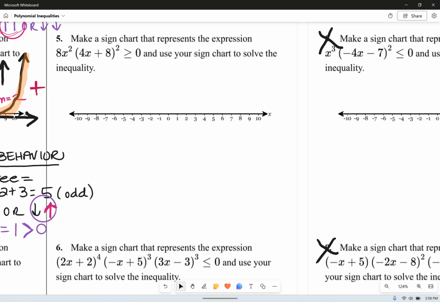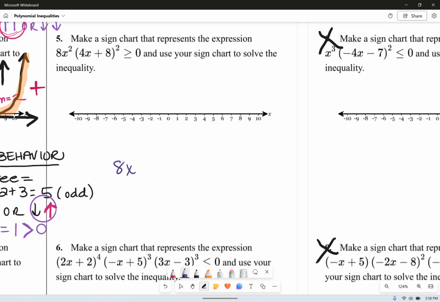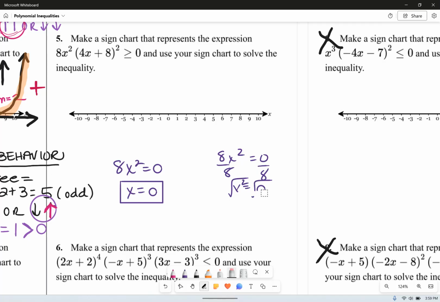All right, number 5, we have 8x squared. Let's choose a different color. We have 8x squared set equal to 0. So that's going to be x equals 0. Anytime you have a coefficient times an x value, when you go solving, like 8x squared equals 0, you're going to divide by 8, but 0 divided by 8 is still 0, and then you have the square root, still going to be 0. So just those GCF values, definitely just set them equal to 0.